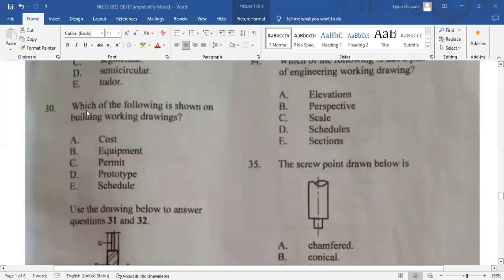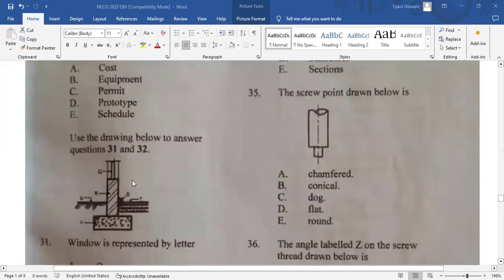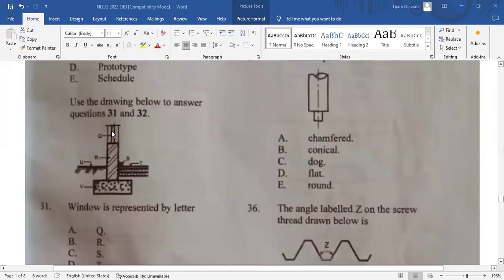Then question 30. Which of the following is shown on building working drawing? So here we have the prototype shown on building working drawing. Then we are to use this diagram to answer question 31 to 32.